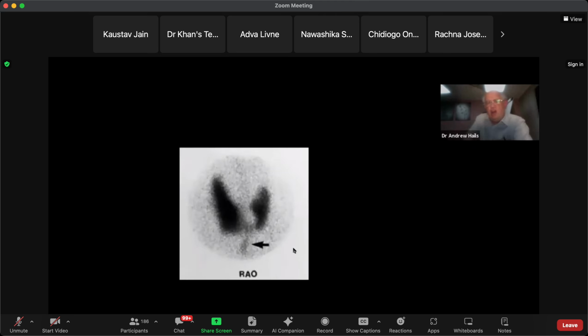And this is a common artifact, as it were. You may see this on a radioisotope thyroid scan. It's because the pertechnetate has been secreted by the salivary glands and it's gone down the esophagus. And if you get the patient to take a drink, that will just disappear.